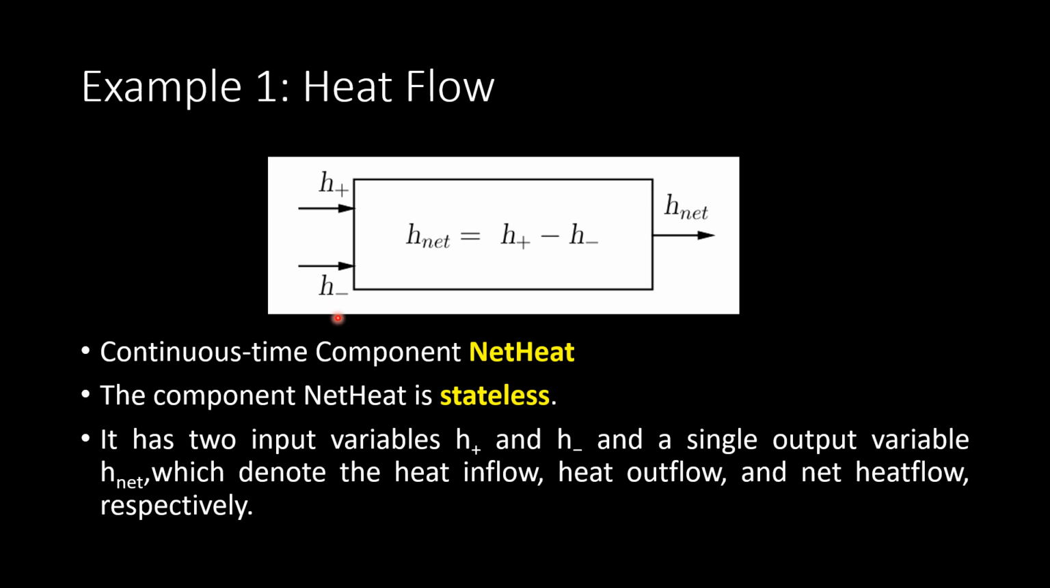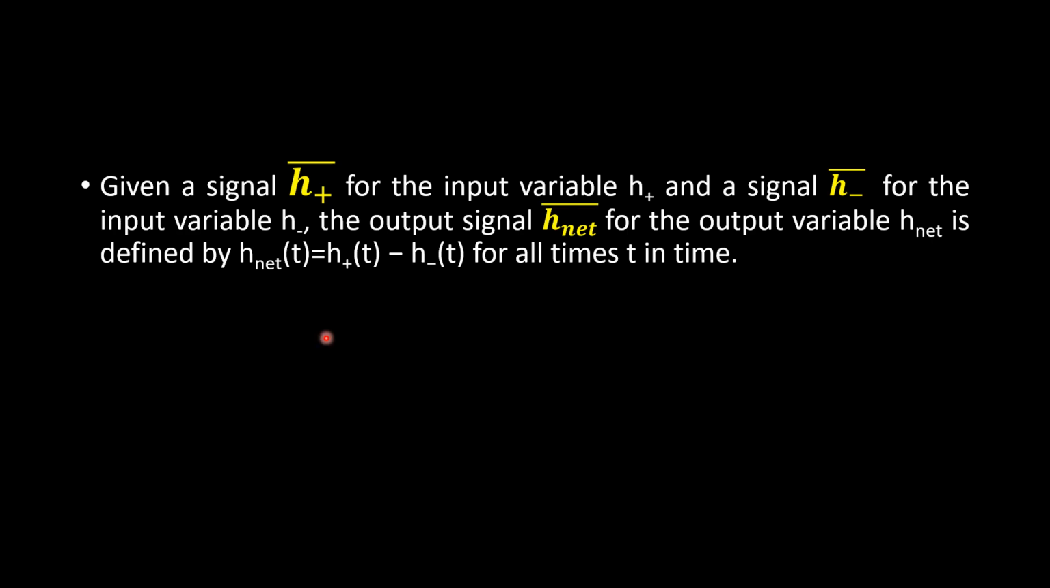We already know that when I want to represent a variable in signal form, I have to put a bar over it. Let us see that. For the input variable H plus, we have a signal called H plus bar. Similarly, we have another input variable called H minus, so I should have a signal called H minus bar. H minus bar is the signal for the input variable H minus.